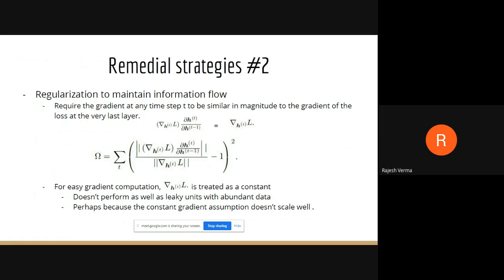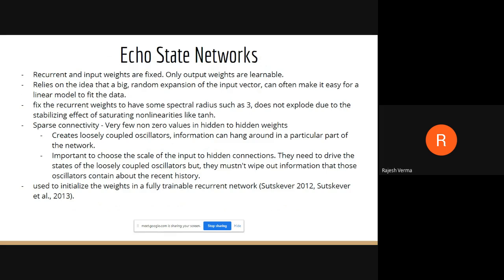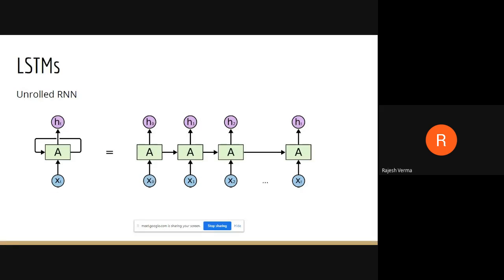And these are some of the strategies which are there, and you can see one of the strategies is regularization, and then we maintain the information flow. We have a different type of network known as the echo state network, and these networks are used to identify the particular outputs which should be there when we are initializing the weights of the recurrent neural network.